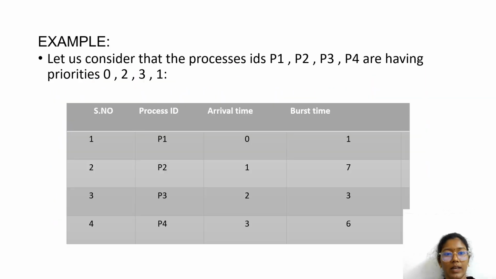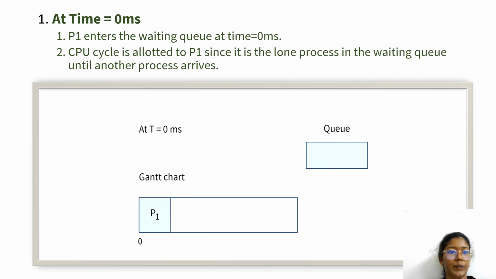Here is an example. Let us consider that the process IDs are P1, P2, P3, P4 and the corresponding priorities are 0, 2, 3, 1. And here is the table with the process IDs, the arrival times 0, 1, 2, 3, and their burst times are given as 1, 7, 3, 6.